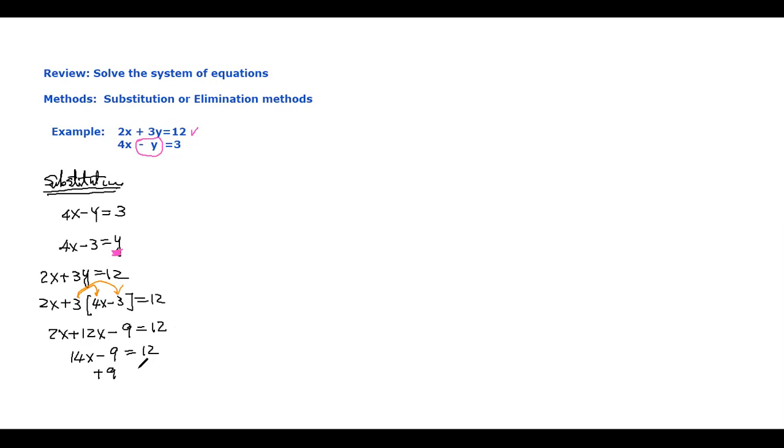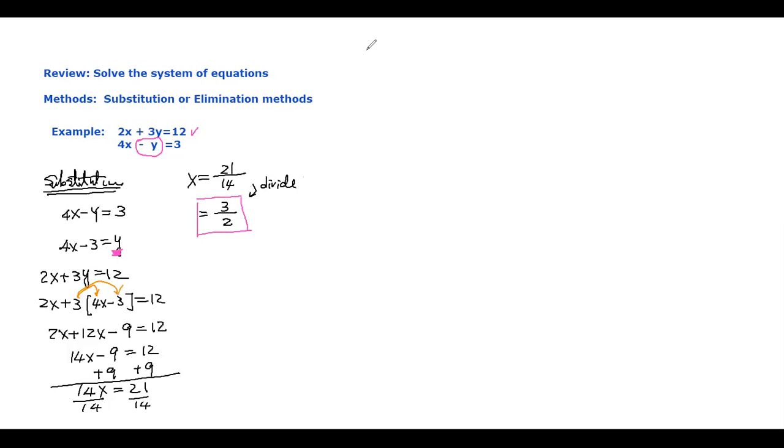Now you can add 9 on both sides. So you will get 14x equals what? 21. Then you can divide by 14 on both sides. So what do you have here? x equals 21 over 14. If you simplify this a little bit, dividing by 7 on both the denominator and numerator, you will get 3 over 2, right? So you get x equals 3 over 2.